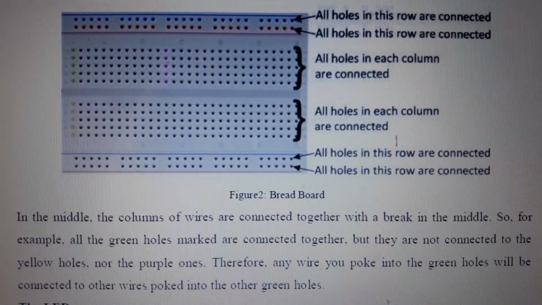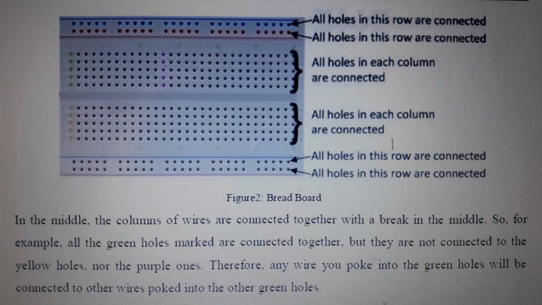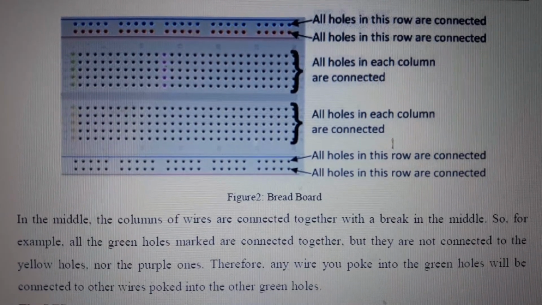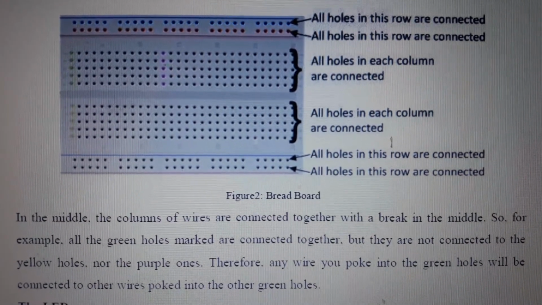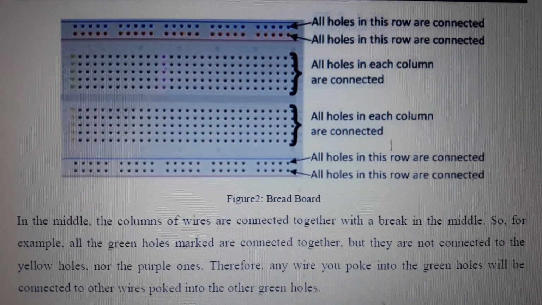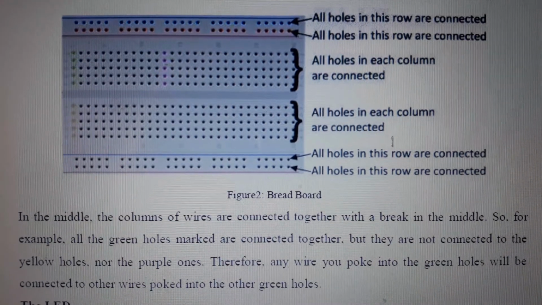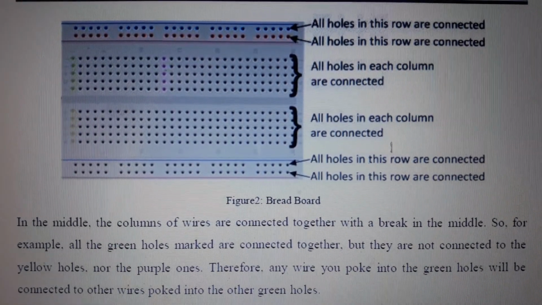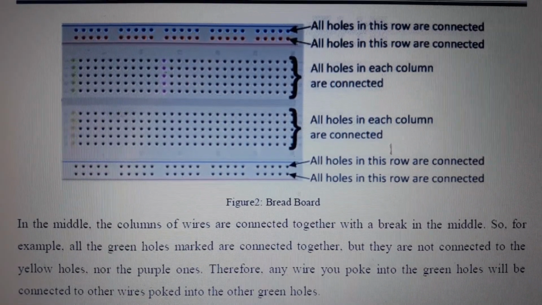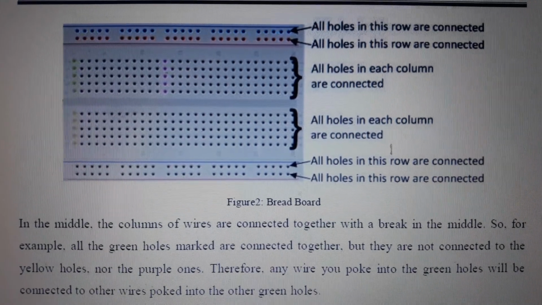So here you can see the complete structure of the breadboard. All holes in this row are connected. All holes in each column are connected. So in the middle, the columns of holes are separated by a break in the middle.